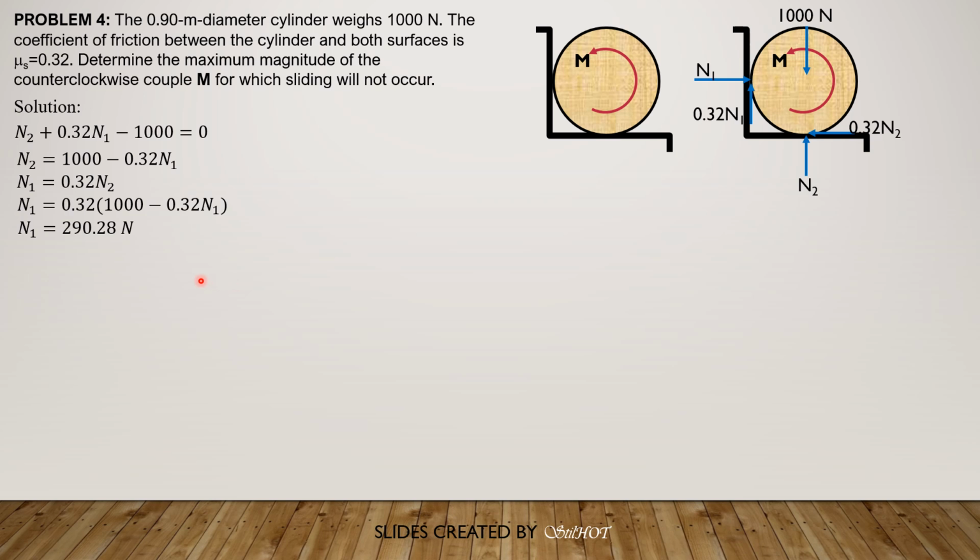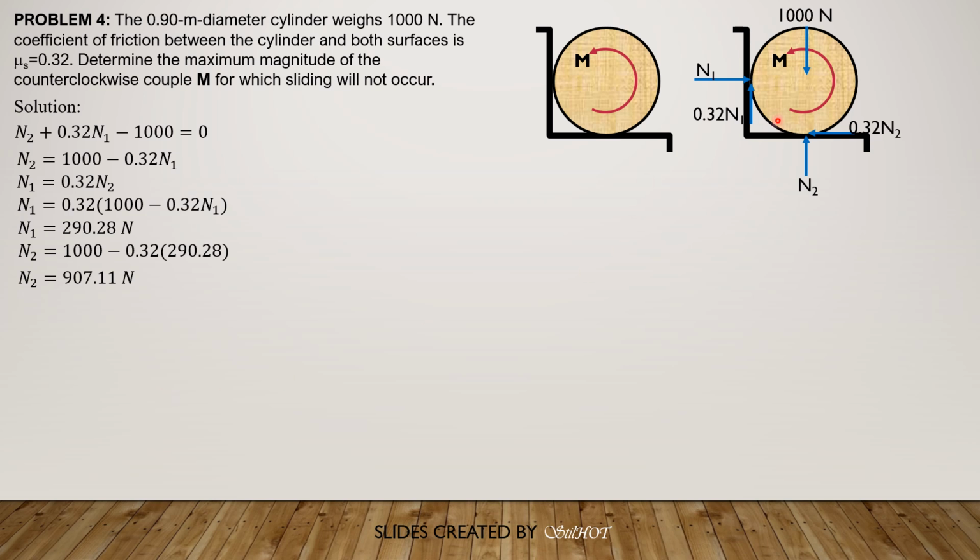Then N2 is 290.28 divided by 0.32. So N2 is 1000 minus 0.32 of N1 from this equation. So N2 is 907.11 newtons. Or you can solve N2 using this equation here because we have found N1.